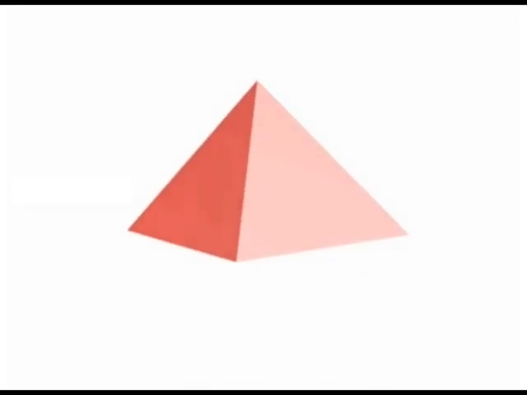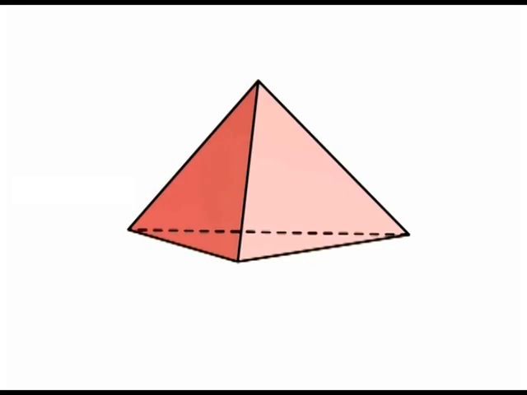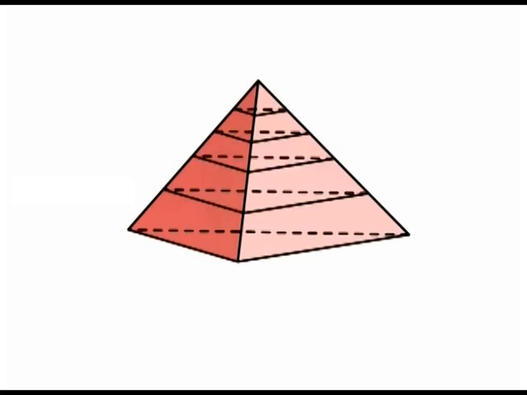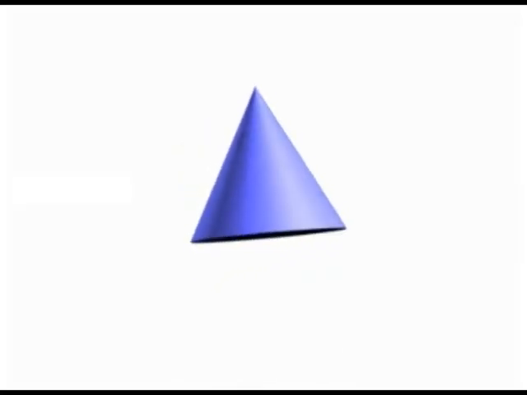A pyramid is not a prism because the area of the cross-section reduces progressively upwards. A cone is similar to a pyramid except that it has a circular base. It is not a prism either.